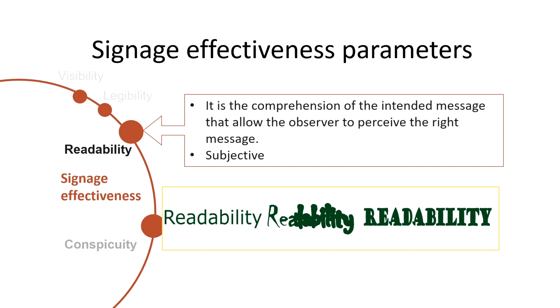Imagine you are at a railway station in India. You see a sign that says train departure platform number 4. This sign is super readable because it tells you exactly what you need to know in a simple and clear way. You immediately understand that your train is leaving at platform number 4.